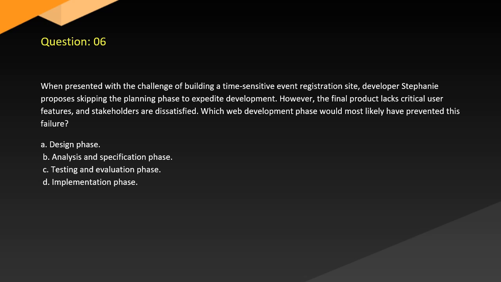Question 6. When presented with the challenge of building a time-sensitive event registration site, developer Stephanie proposes skipping the planning phase to expedite development. However, the final product lacks critical user features and stakeholders are dissatisfied. Which web development phase would most likely have prevented this failure? A. Design phase. B. Analysis and specification phase. C. Testing and evaluation phase. D. Implementation phase.